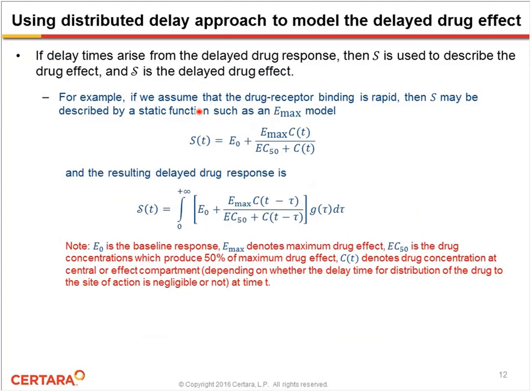Now, how do we use the distributed delay approach to model delayed drug effect? In this case, S is used to describe the drug effect, and script S is the delayed drug effect. For example, if we assume that the drug-receptor binding is rapid, then S may be described as a static function, such as the Emax model, given by this one. Then the resulting delayed drug response is simply this distributed delay term.